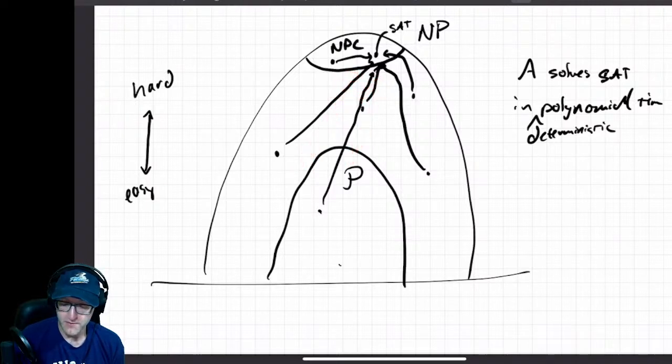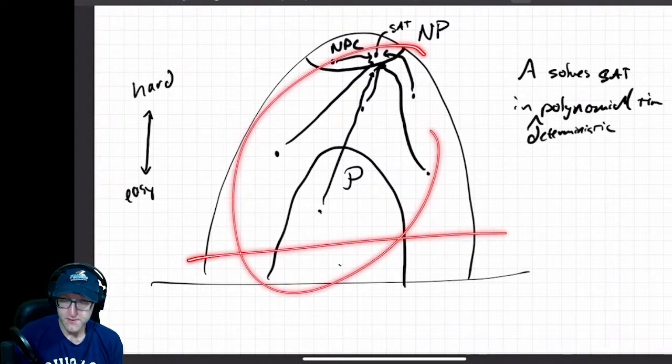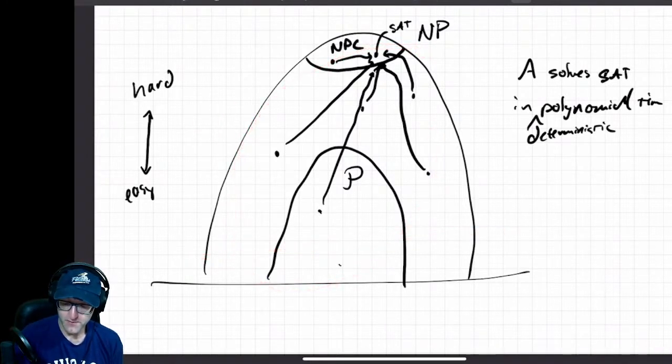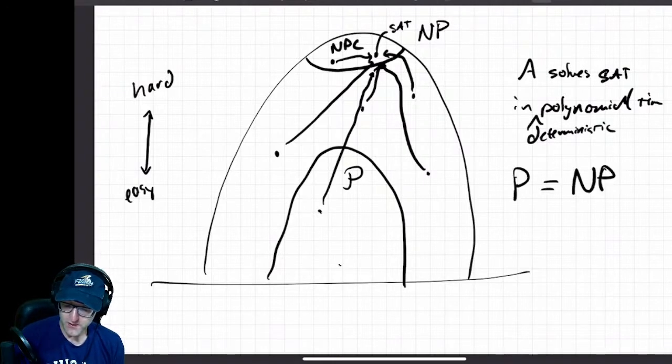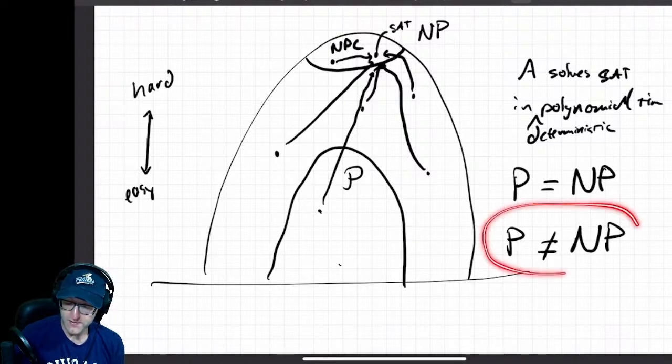Right, and they're not necessarily harder. Remember, that's why we use less than or equal to, because we don't know if they're strictly harder. Nobody knows if this landscape collapses down to P. P, are they equal or are they not equal? Most people are going to be in this camp.